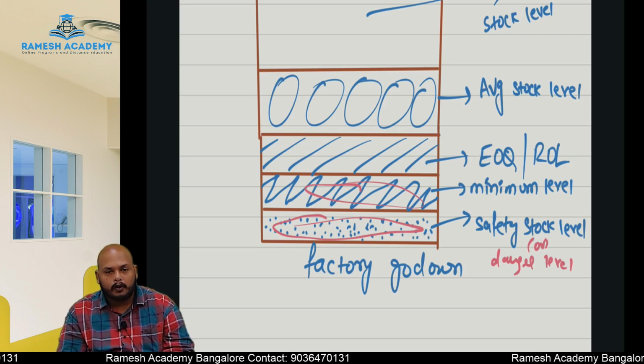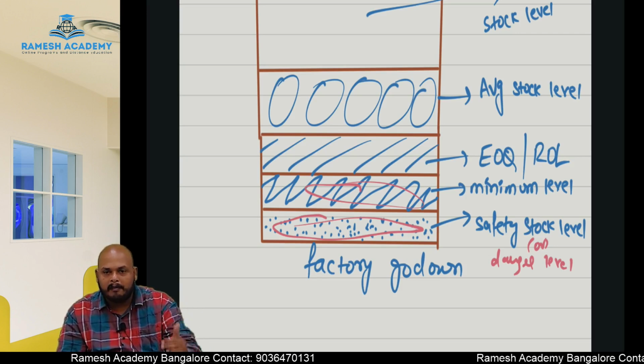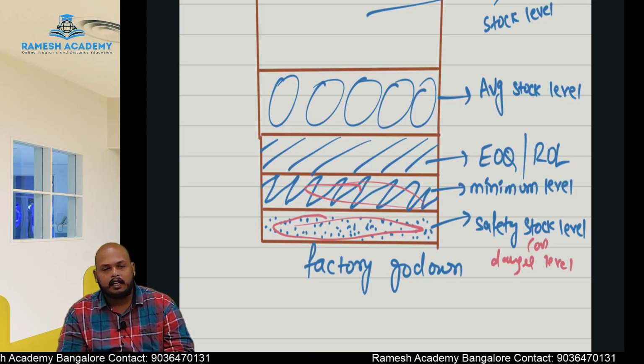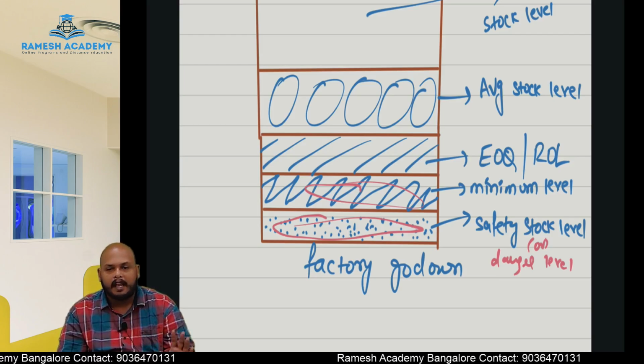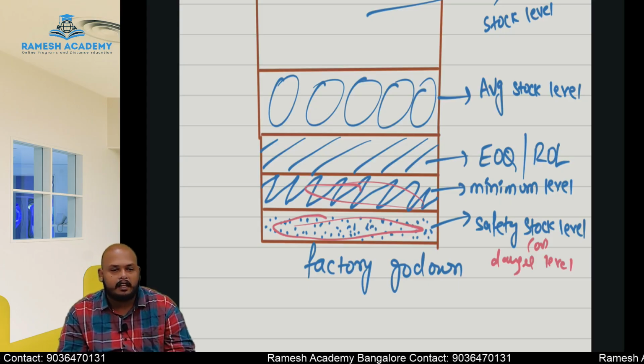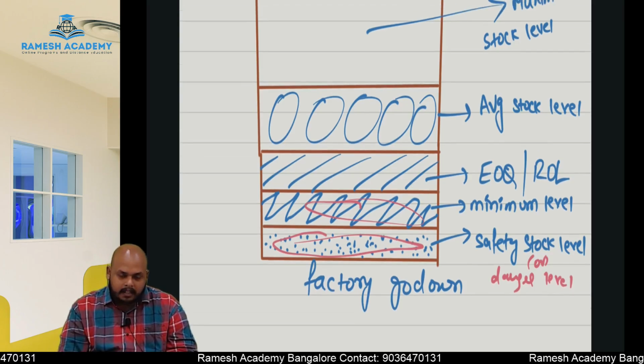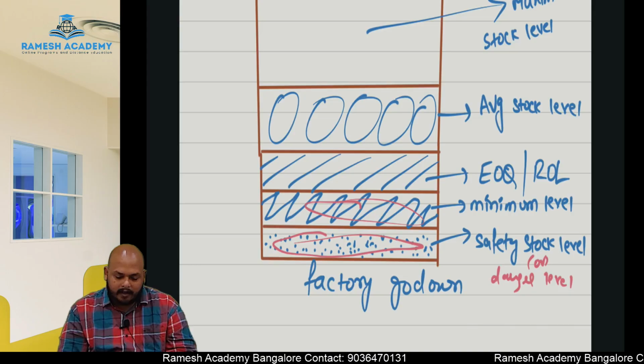If you are not going to maintain the minimum level, what is the level below the minimum level? Danger level. Danger is nothing but an indication that the organization's raw material is going to become empty, so production is going to stop. It is indicating something dangerous nearby.